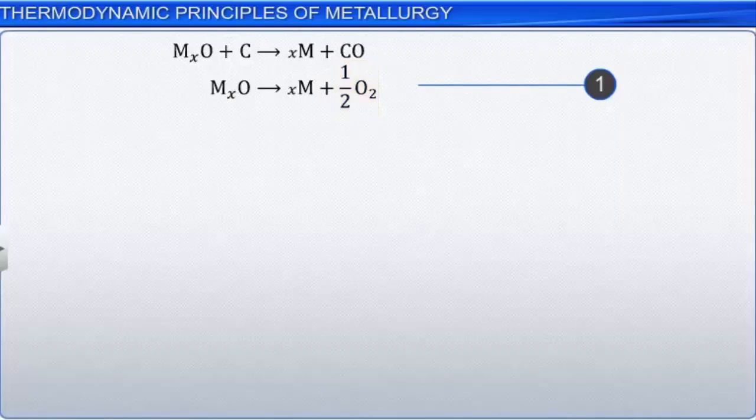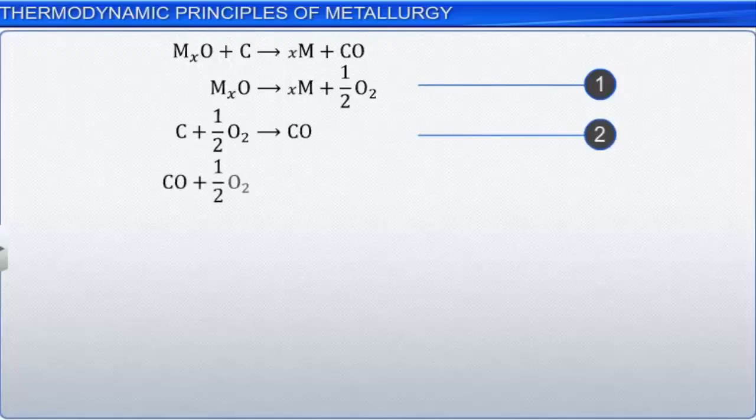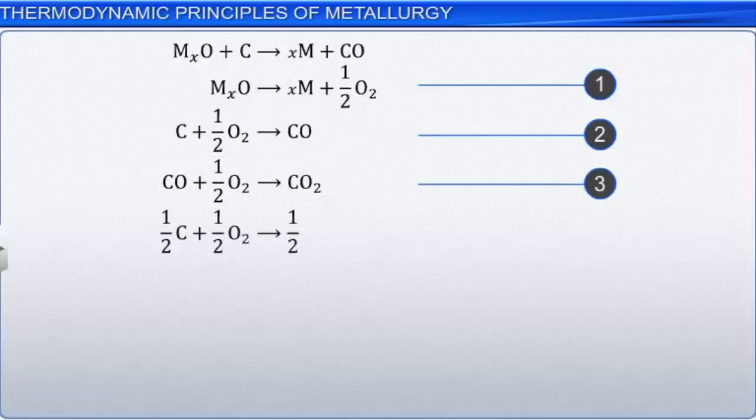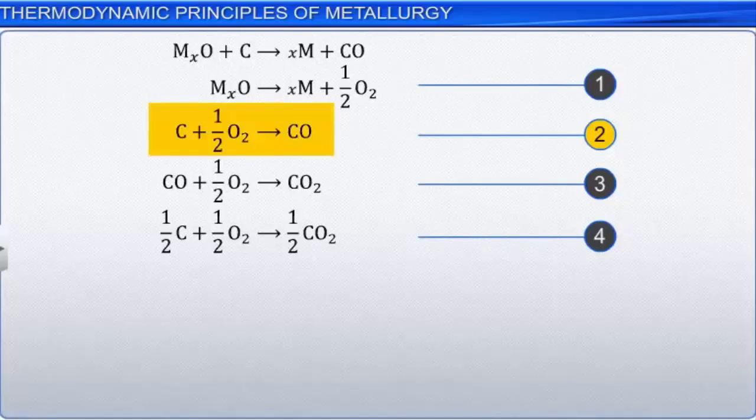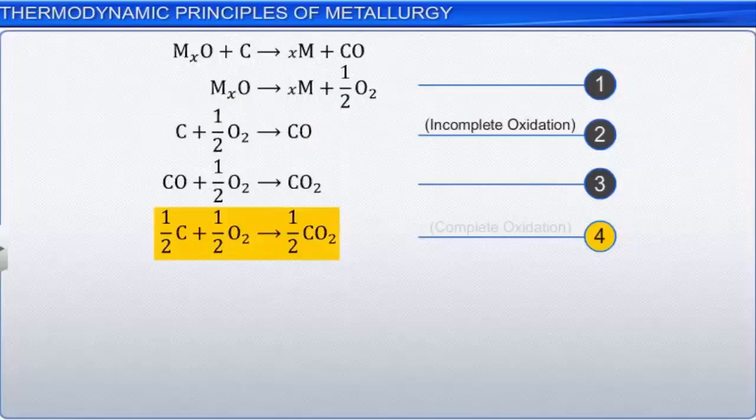If carbon and carbon monoxide are used as reducing agents, then the reaction can be represented as C plus half O2 gives CO. CO plus half O2 gives CO2. And half C plus half O2 gives half CO2. As you can see, the second reaction represents the incomplete oxidation of carbon, while the fourth reaction represents the complete oxidation of carbon.